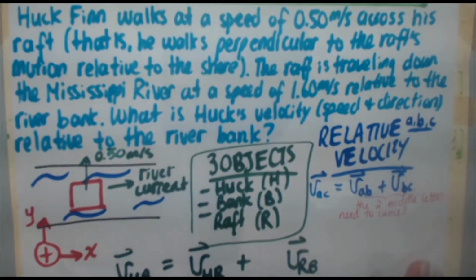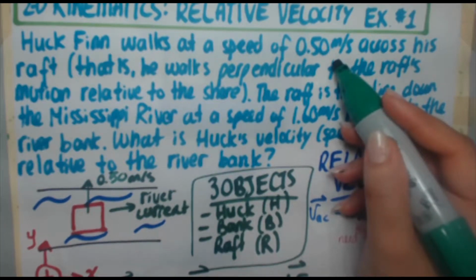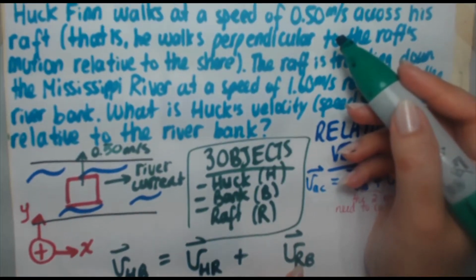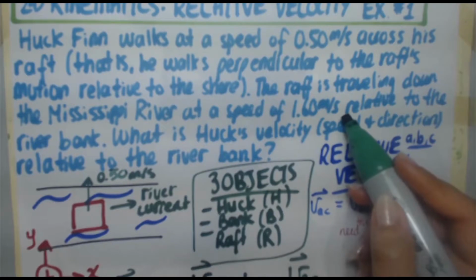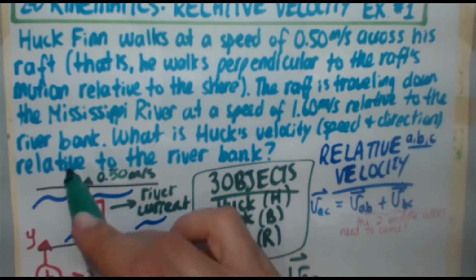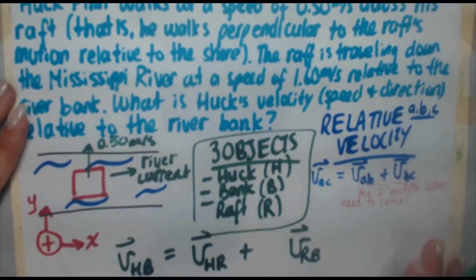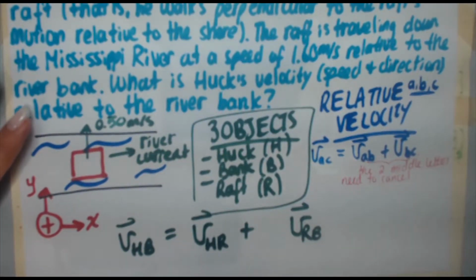Huck relative to his raft, well, it tells you in the question he's moving at 0.5 meters per second across his raft. And the raft relative to the bank, well, it tells you the raft is going down the Mississippi River at 1.60 meters per second relative to the riverbank. So we have those numbers. Now you've got to be careful here because you're not simply going to plug in 0.50 and 1.60.